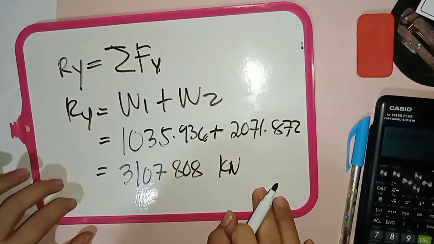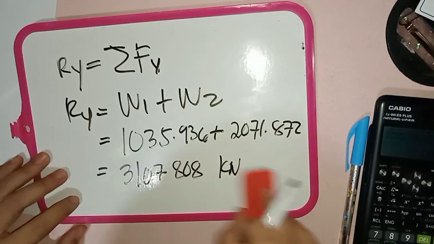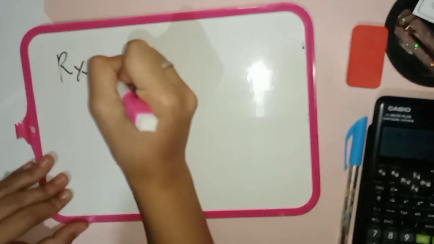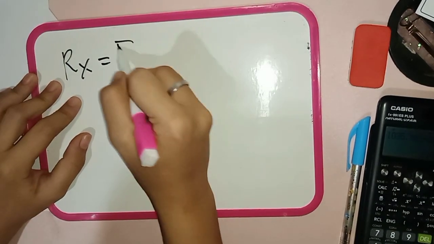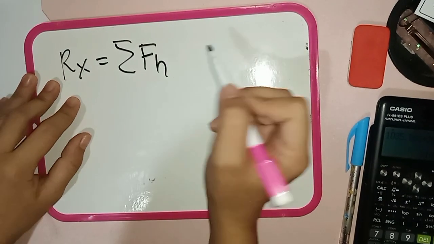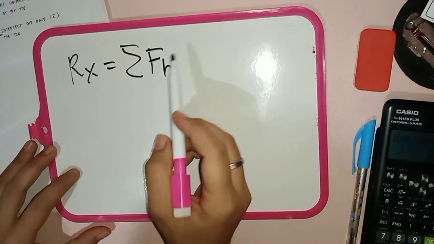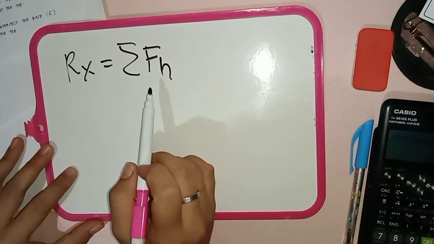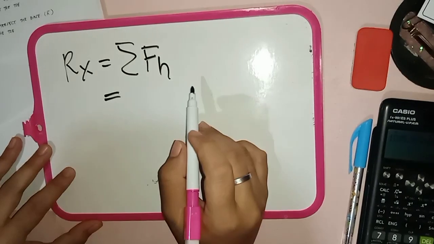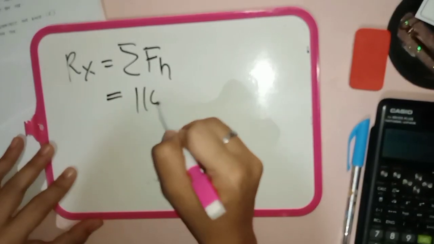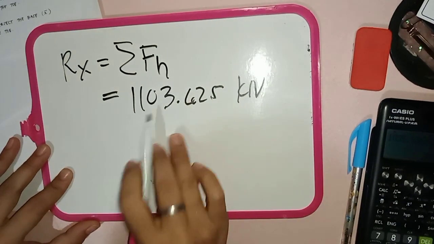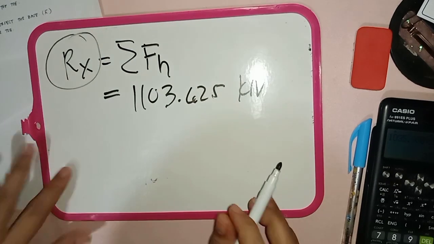Then next, let us go to the horizontal reaction, which is Rx. Our horizontal reaction is just the summation of all horizontal forces. Since we are not considering uplift, our only horizontal force is 1103.625 kN. So that is also our horizontal reaction.